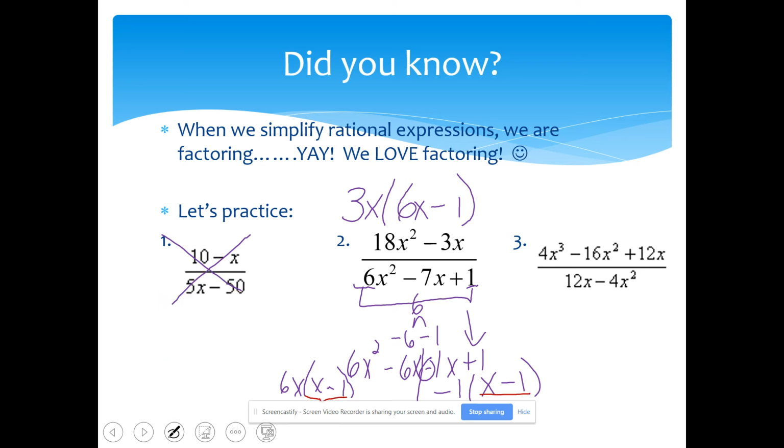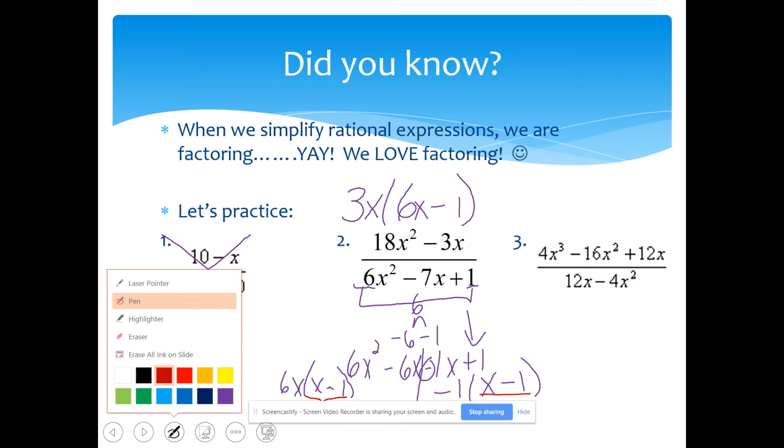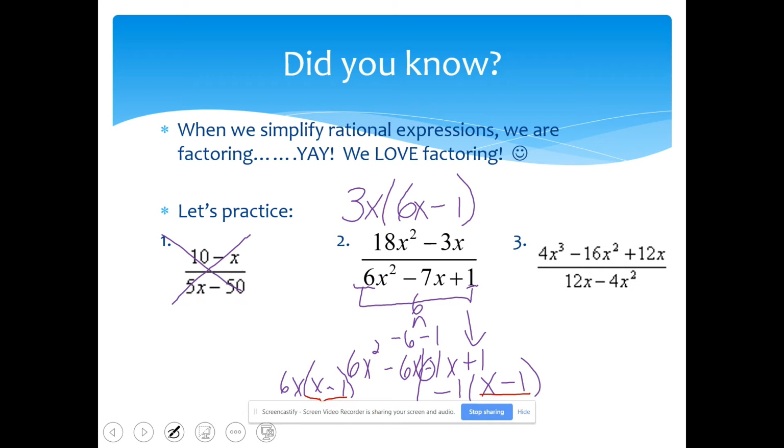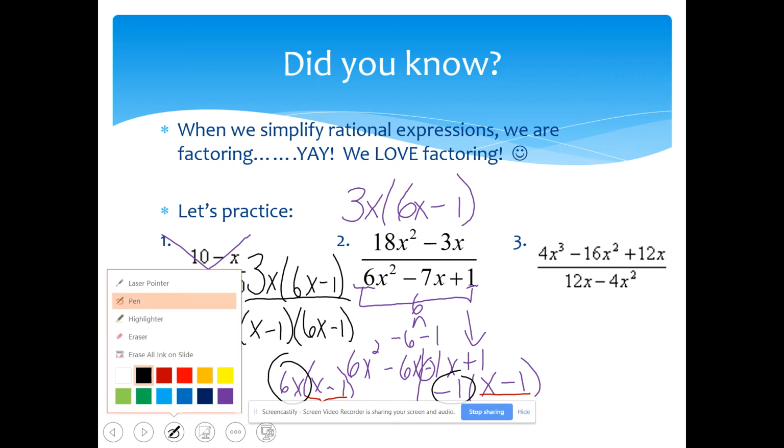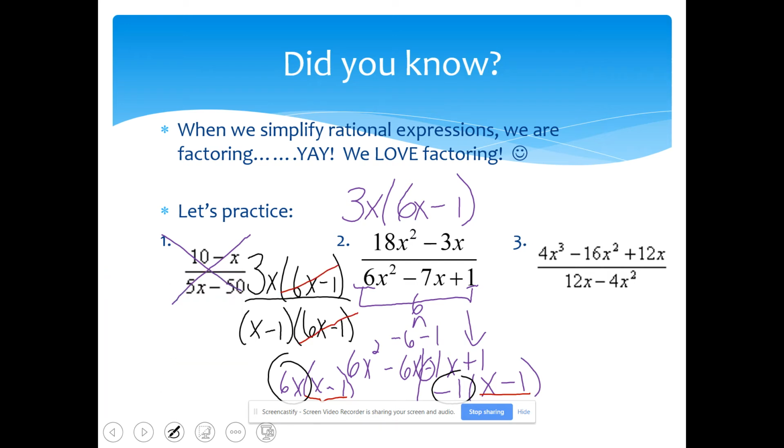Remember, we're looking for these two parentheses to be the same to know that we have factored correctly and that we can factor further. And so x minus 1 is one of our factors, and we pulled out 6x minus 1. And then we have that 3x and 6x minus 1 on the top. So I look, and that 6x minus 1 is common for the numerator and the denominator. And our simplest form would then be 3x over x minus 1.